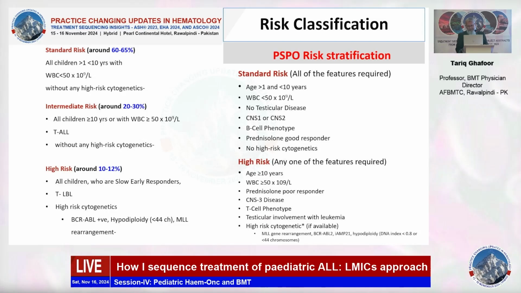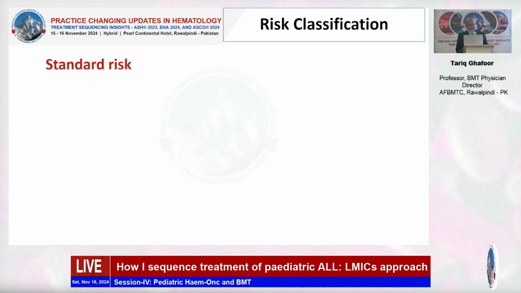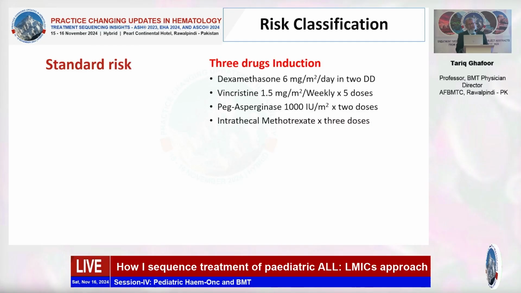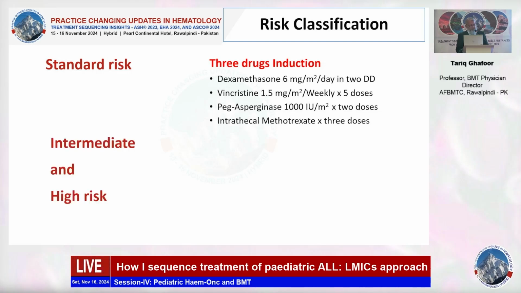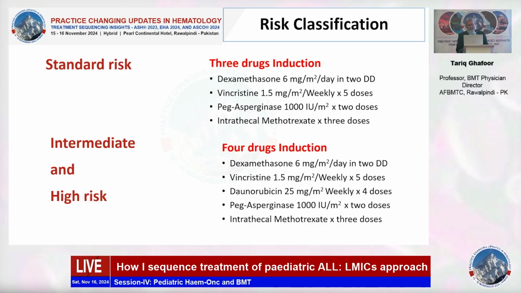And the other factors are high risk cytogenetics. Standard risk patients are treated on 3 drugs: dexamethasone, vincristine, pegasparaginase, and intrathecal methotrexate. For intermediate and high risk, the induction therapy is 4-drug therapy, which includes the addition of daunorubicin to the previously used 3 drugs.